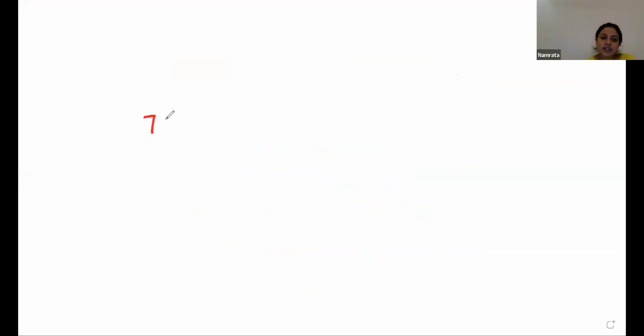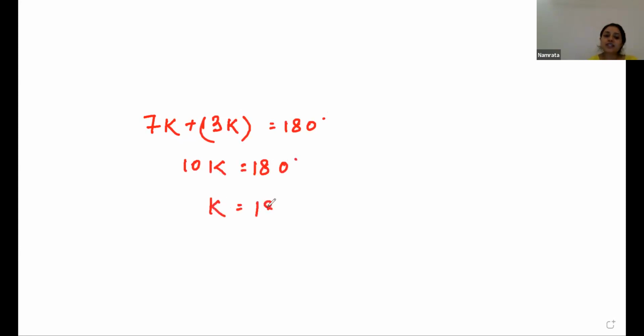So I was saying that 7K plus 3K are making 180 degrees. From here we get 10K equals 180 degrees, and the value of K we get is 18 degrees. Now what do we have to find? The value of X. We have already written that X equals Z, that means X equals 7K. Once we know the value of K, we can easily find the value of X. So this is how we do question number 2.